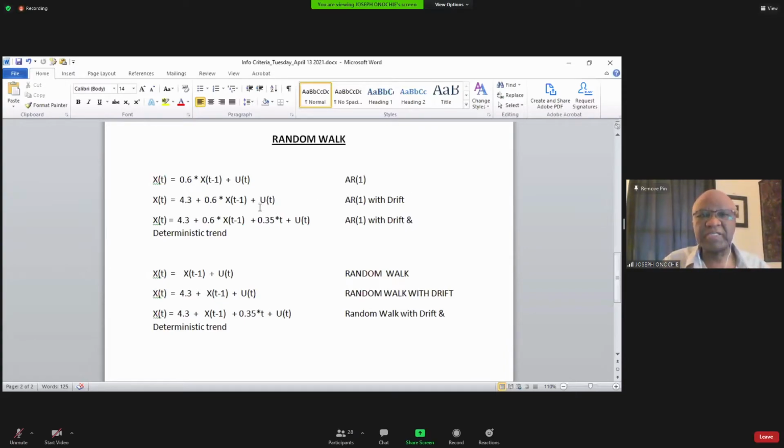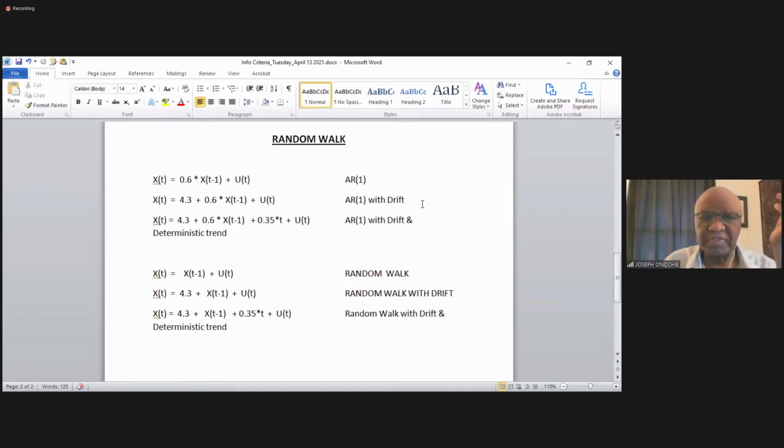So this is an AR1 with drift. That's the language we use. But how about this third one? It's an AR1 with constant, but then I also introduce a trend. You see? So as time goes on, month by month, year by year, this time series also has a trend over time. Remember, if it's a zero mean, then everything fluctuates around zero. If it's a 4.3 mean, it's not at zero, it fluctuates around 4.3.